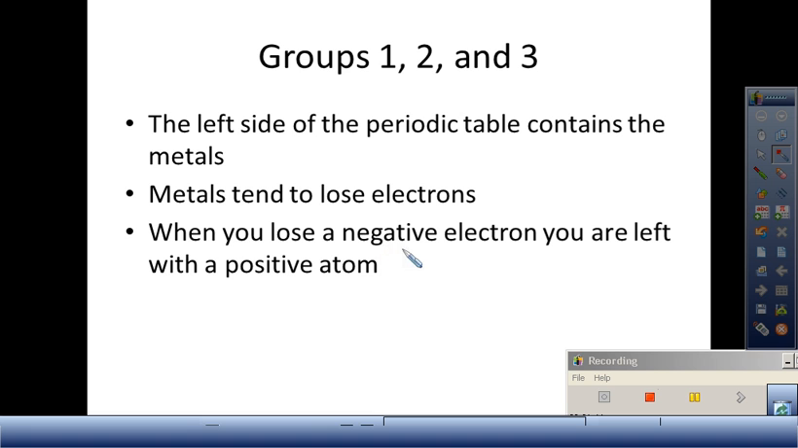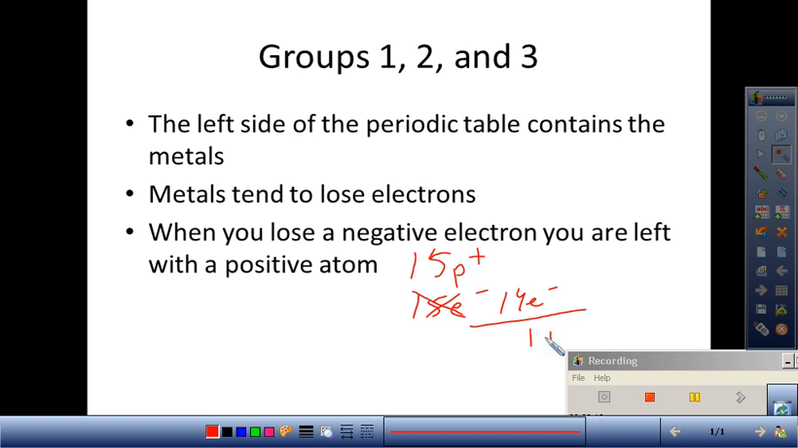Now if you lose something that's negative, that means whatever you have left must be positive. So let's say I have 15 protons, which are positive, and 15 electrons, which are negative. If I lose an electron, my net charge is positive 1, because now I have 14 minuses and 15 positives. So my charge then is plus 1.